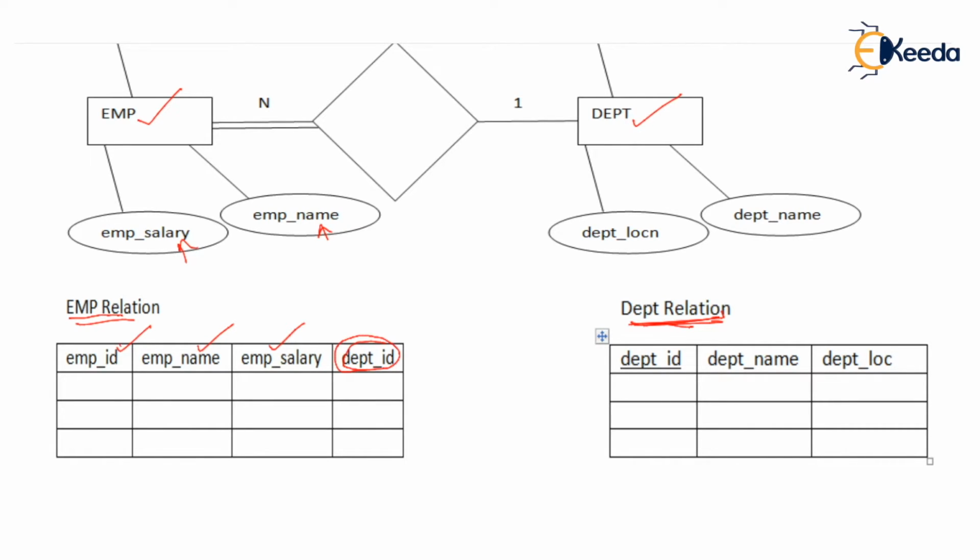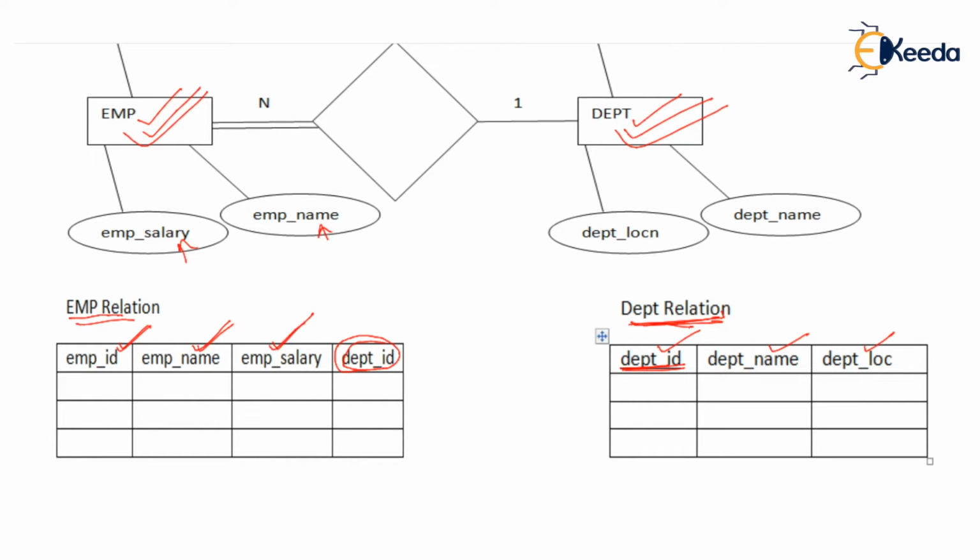But these were the three attributes in the EMP entity, correct or not? The EMP entity had three attributes. These have become three columns, and department ID, department name, and department location were the three attributes of the department entity; these have become columns. Observe that department ID is underlined. We say this is the primary key.